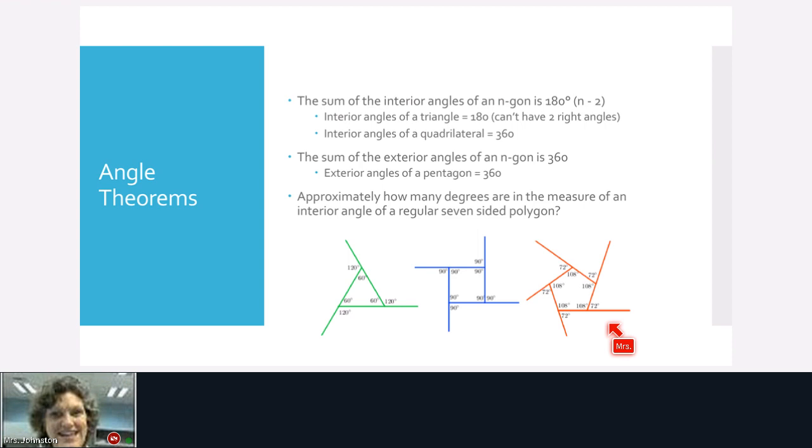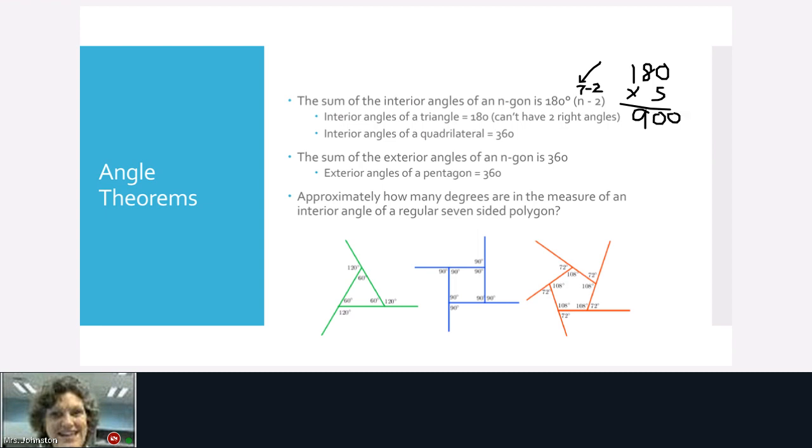Now here's a question I found on your test. Approximately how many degrees are in the measure of the interior angles of a regular 7-sided polygon? Well, how would you figure that out? I'm going to go straight to this formula. 7 minus 2 is going to be 5, and 5 times 180 is going to be 900. So I know that the total number of degrees inside a 7-sided figure is 900.